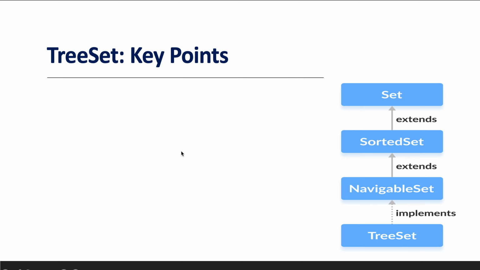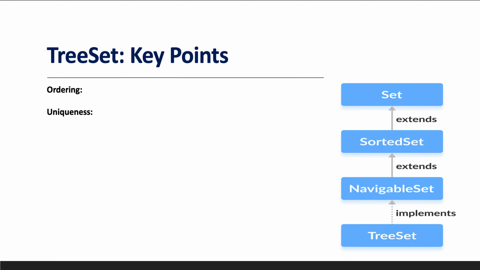So let's understand some key points about the TreeSet. What are the key points that we have to know? First is ordering. We know that TreeSet internally extends the SortedSet. It means that it is going to maintain the order. Order in the sense that it is going to arrange the elements internally in ascending order by default, but it also provides the functionality where we can store the elements in descending order. We will see that part also in the example.